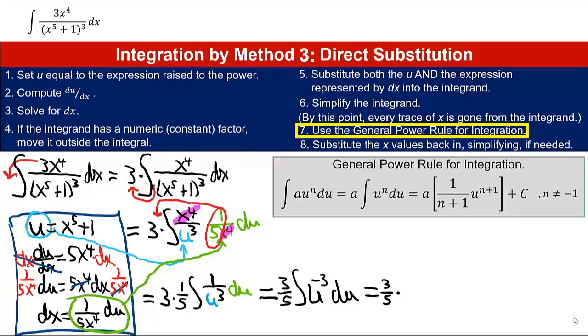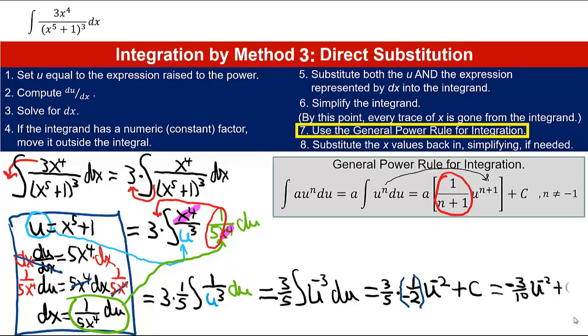The general power rule for integration tells you to integrate u to a power, you add 1 to the power. Adding 1 to a negative, be very careful. Minus 3 plus 1 becomes minus 2, so it becomes u to the minus 2. But then you've also got to multiply by 1 over that new power. So 1 over minus 2. In other words, a negative 1/2. And as always, with any indefinite integral, you have to add a plus c.